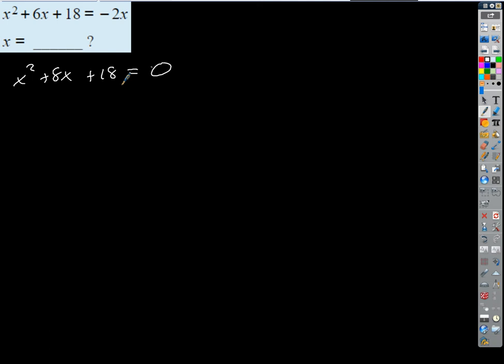Complete the square, and that's a good candidate, right? Completing the square makes sense here because we've got even b and a is 1, right? So we complete the square. So we'll just push that 18 to the other side.